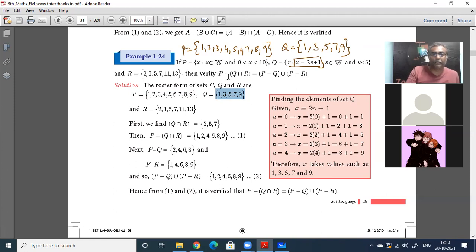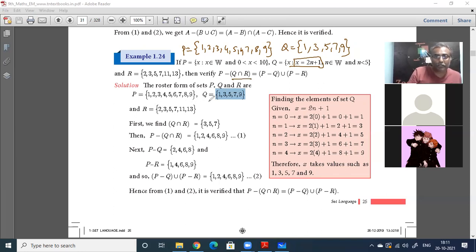Now verify that P minus Q intersection R is equal to P minus Q union P minus R. That is the other De Morgan's law, the intersection based law. You have to prove it now. This is not using a Venn diagram, this is using actual numbers. So what do you have to first find? First, you have to find this Q intersection R.